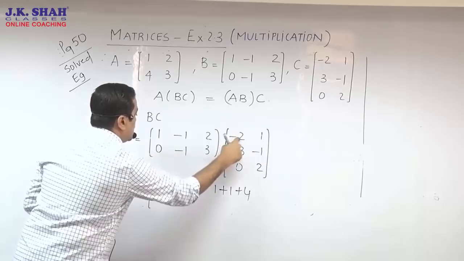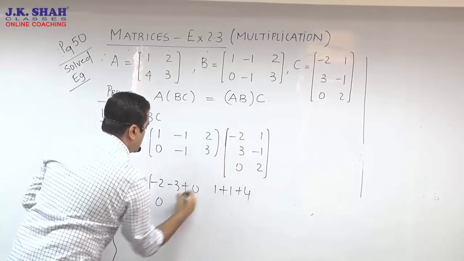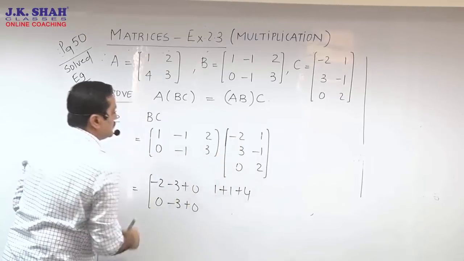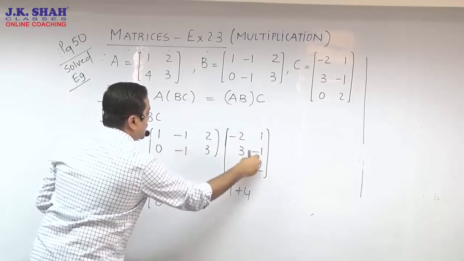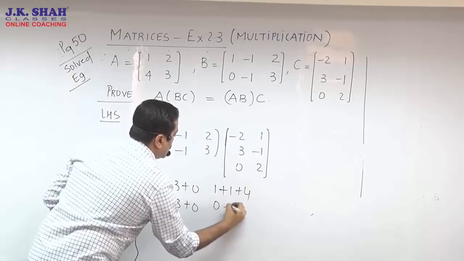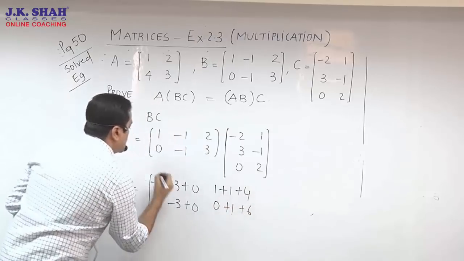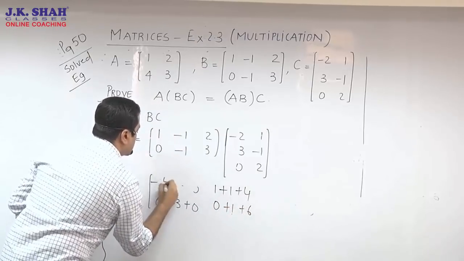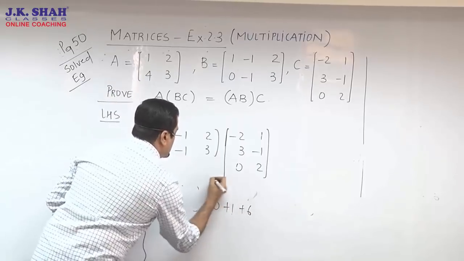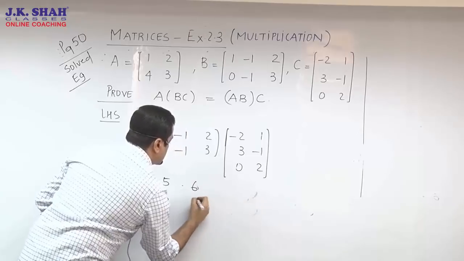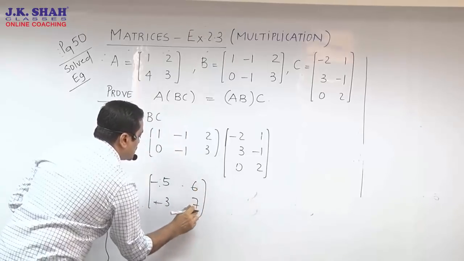R2C1, so it's going to be 0, minus 3, plus 0. Then R2C2, it's going to be 0, plus 1, plus 6. So your answer should be minus 5, minus 3, 6, 7. I hope you all must have got this answer.